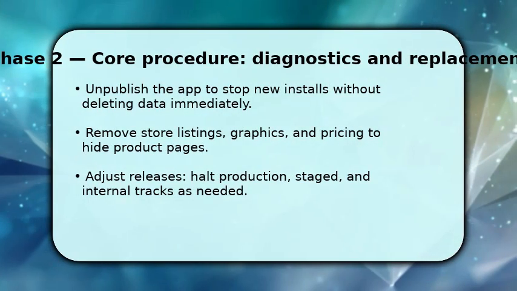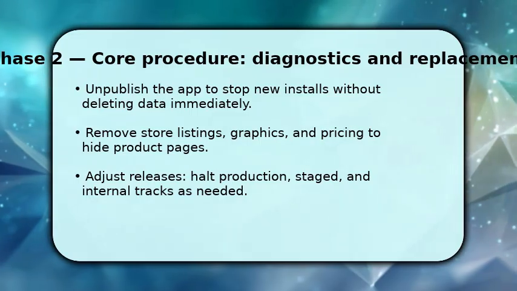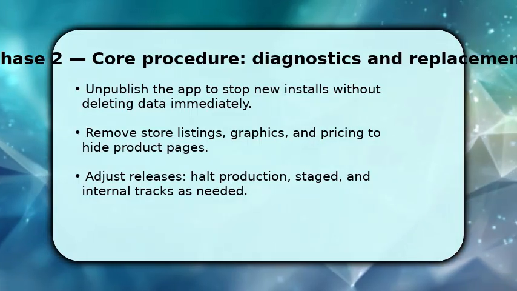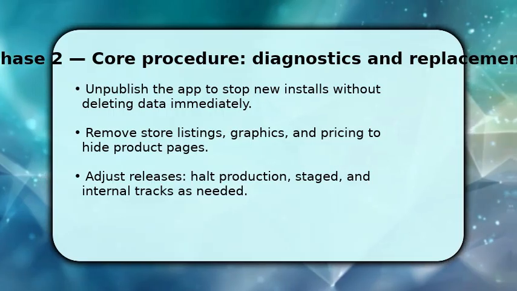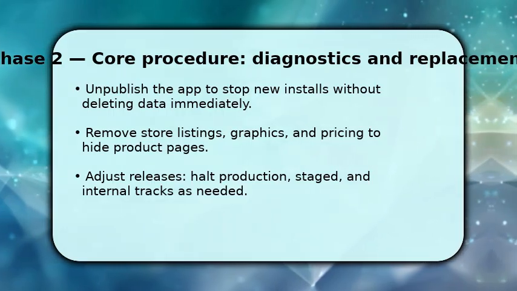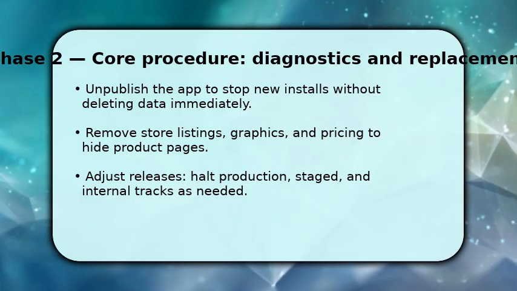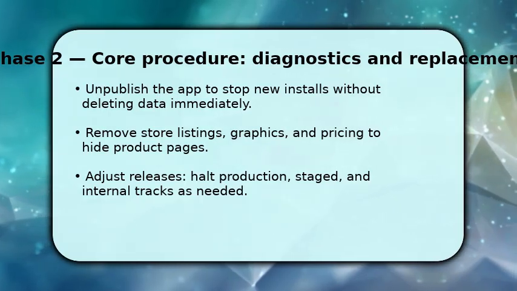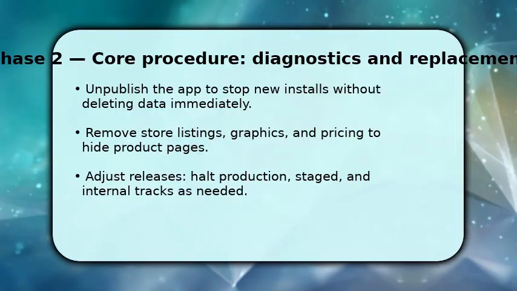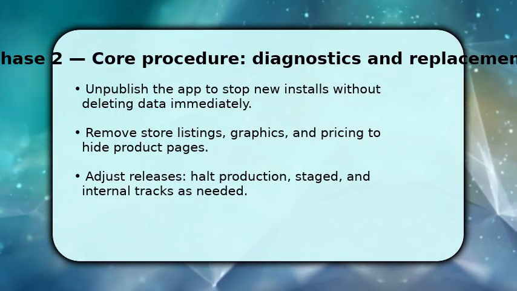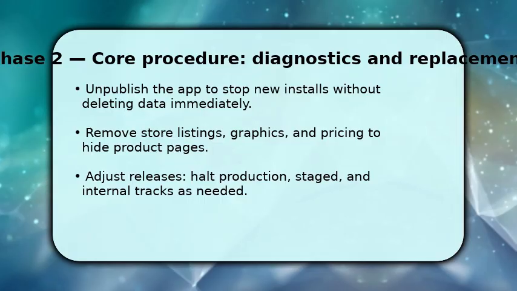You now unpublish the app to prevent new users from finding or installing it, which immediately stops distribution. After unpublishing, remove or edit the store listing assets, screenshots, descriptions, and pricing to ensure the public page is hidden and not misleading. Make sure to pause or halt all release tracks, production, beta, and internal testing.